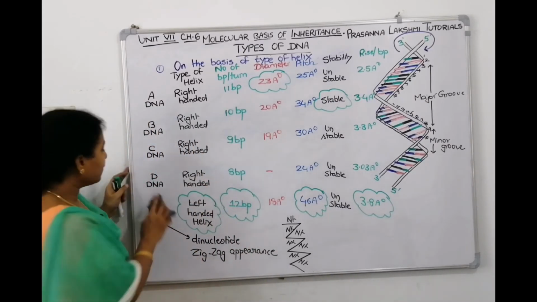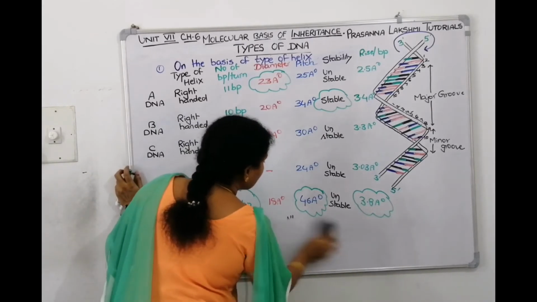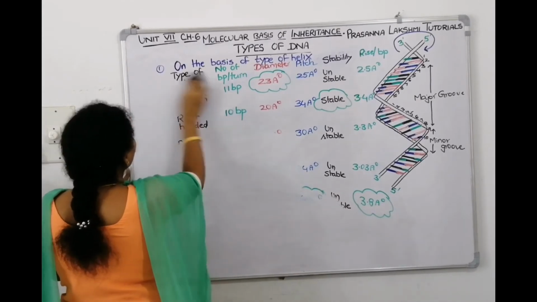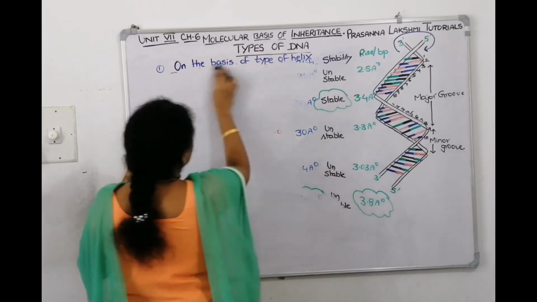Hope you understood this information. Now our next topic is some other types of DNAs, which are called satellite DNA, repetitive DNA, and palindromic DNA. That also let us quickly see in this class itself.